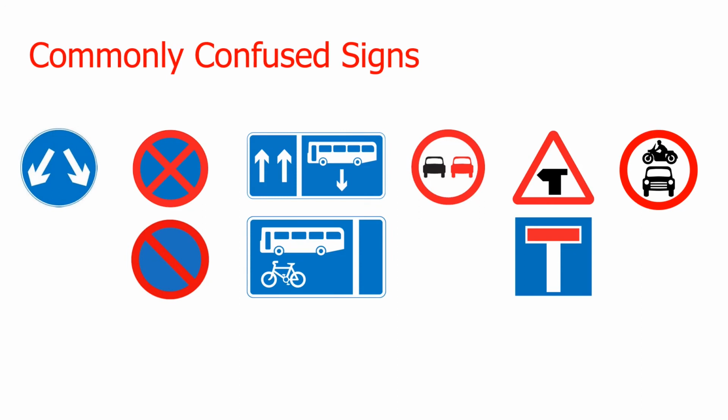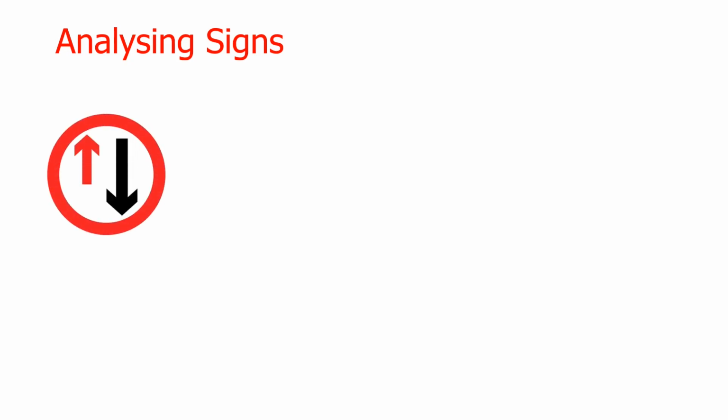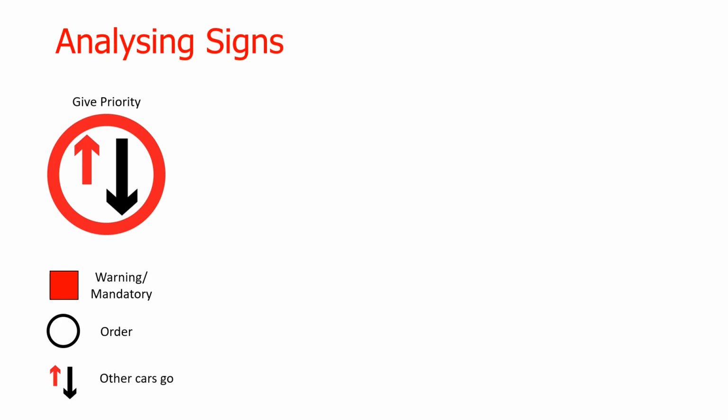Now let's look at analysing road signs. For example, we have this sign here. We can break this sign down into this. Red means mandatory or warning, circle means order, and then we also have the two arrows. All of this adds together and makes a give priority sign. The reason we know this is a red circle usually means do not. When we add this with the fact that the image shows two arrows, which we are going to imagine as cars, the left side being us, that arrow is red, and red means stop.